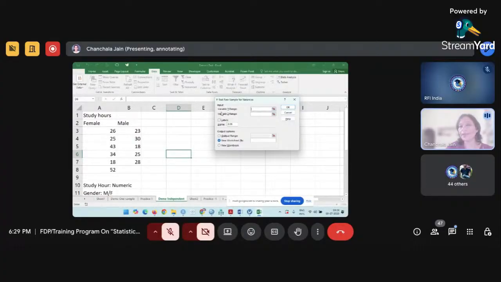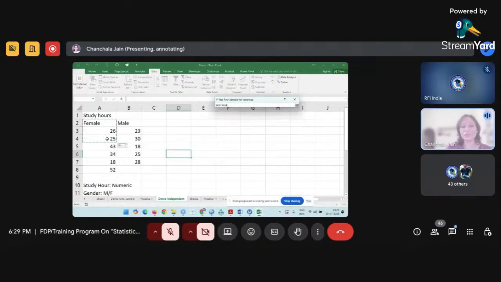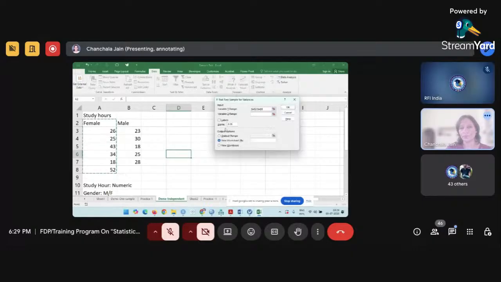which is asking you to provide the input range of variable 1 and variable 2, right? So under the first box, I'm providing the range of the female group. So the range is A2:A8, right? Coming to the second box, selecting the second range, which is B2:B7. Same ranges, I think you people have also selected A2:A8, B2:B7. Okay.